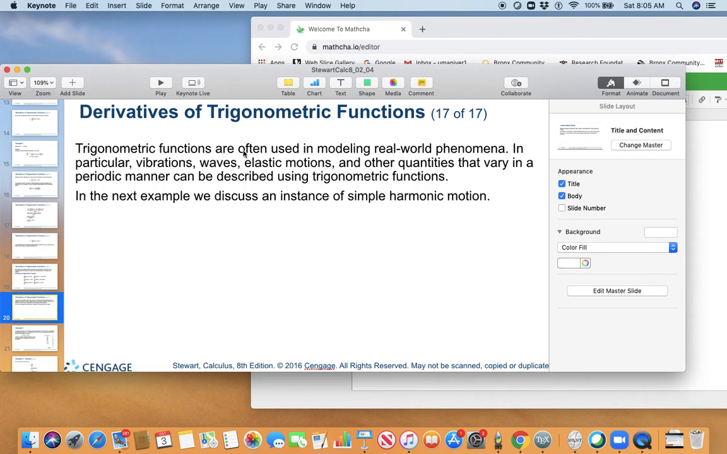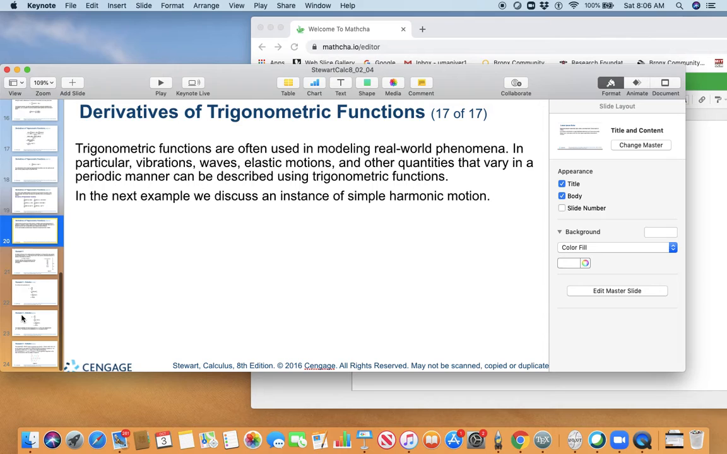Now, trigonometric functions are often used in modeling real-world phenomena. In particular, vibrations, waves, elastic motions, and other quantities that vary in a periodic manner can be described using trigonometric functions. In the next example, we discuss an instance of simple harmonic motion.